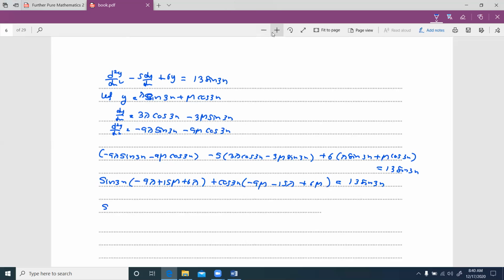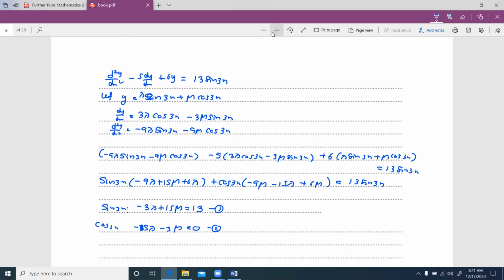Then if I equate the sine 3x coefficients, you can say minus 3 lambda plus 15 mu is equal to 13. This is my first equation. Then if you get cos 3x terms, you can say minus 15 lambda minus 3 mu is equal to 0. There are no cos 3x terms over there, right? With this information, we can get the values for lambda and mu.